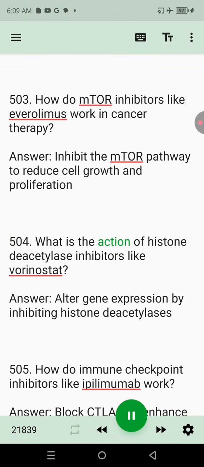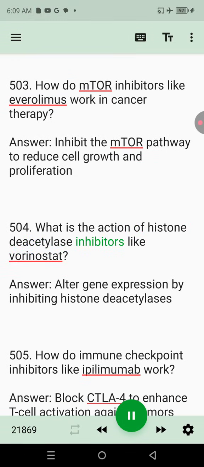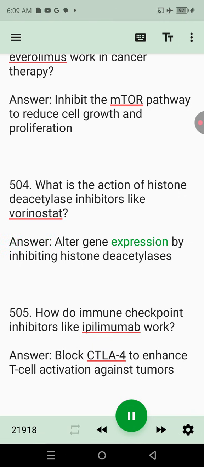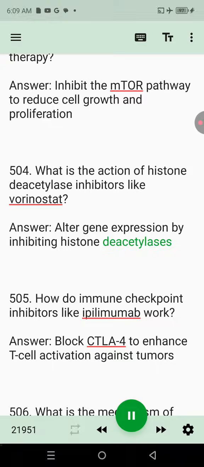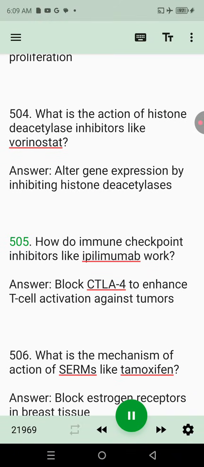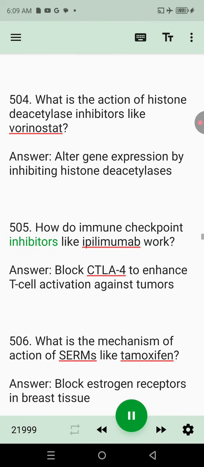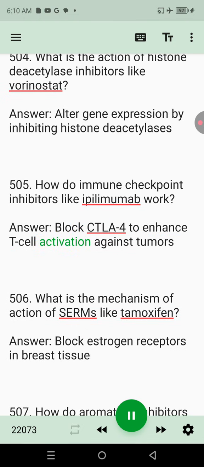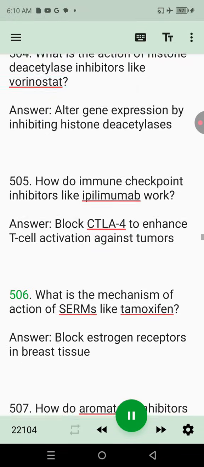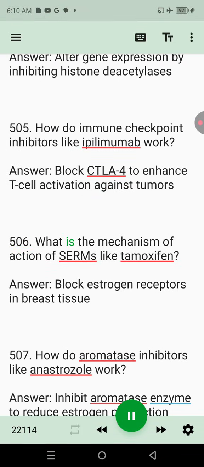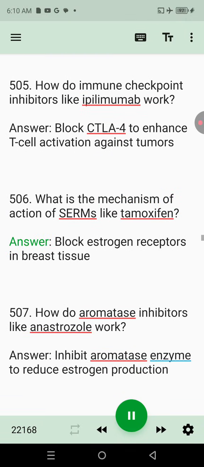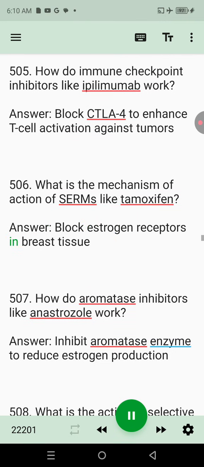504. What is the action of histone deacetylase inhibitors like vorinostat? Answer. Alter gene expression by inhibiting histone deacetylases. 505. How do immune checkpoint inhibitors like ipilimumab work? Answer. Block CTLA-4 to enhance T-cell activation against tumors. 506. What is the mechanism of action of SERMs like tamoxifen? Answer. Block estrogen receptors in breast tissue.